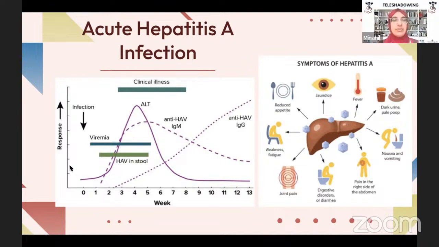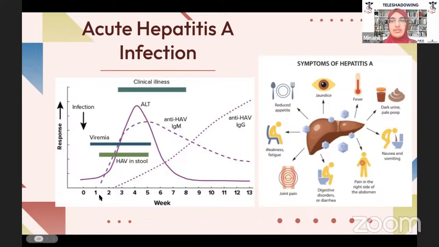So basically, you can see here on the y-axis, it's talking about the response to infection of critical illness and acute hepatitis infection. You can see here that as the response increases, you can see the difference in different lab values. For example, ALT spikes at the 4th week. On the x-axis, you go by weeks after infection. The viremia and the acute phase happens in early stages.